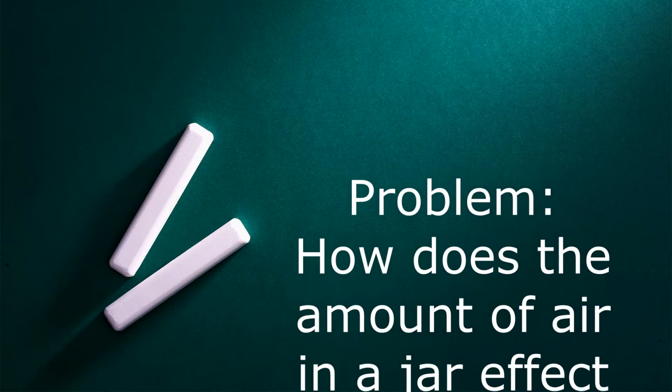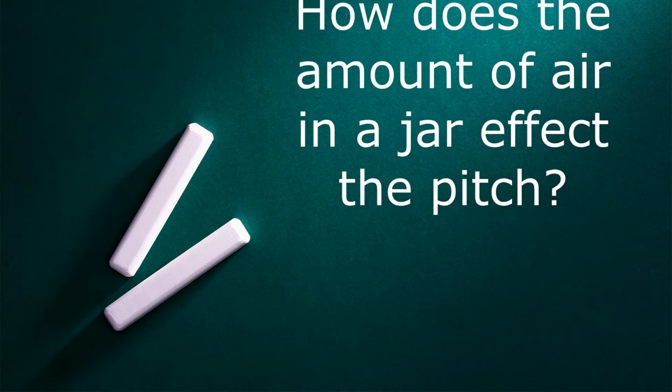Some instruments, such as trumpets, control the amount of the air that vibrates. This gives the instruments a high or a low pitch. In this activity, you will find out how the amount of vibrating air affects the pitch. Okay, so the problem: how does the amount of air in a jar affect the pitch? Well, we're about to find out.